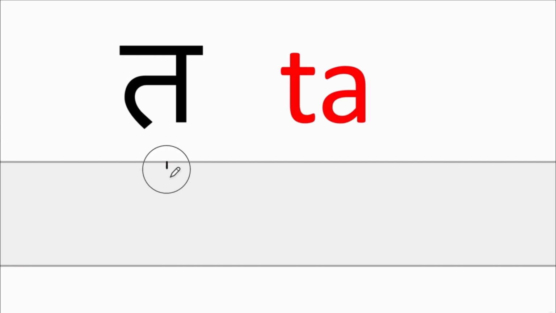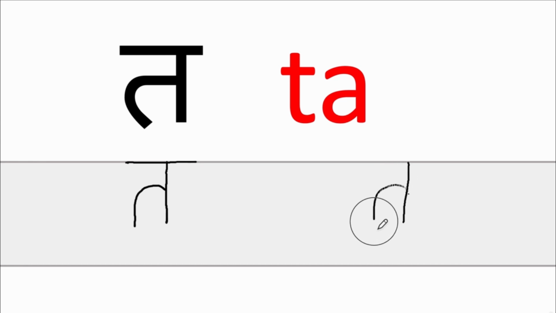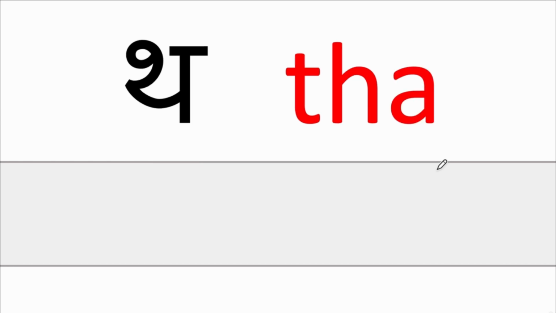This consonant looks quite easy, doesn't it? This is how we write ta. Let's see one more time. Next consonant is tha. Now let's learn how to write tha.